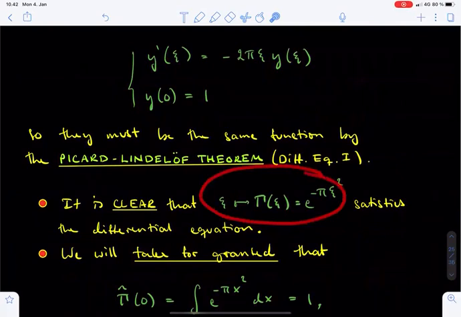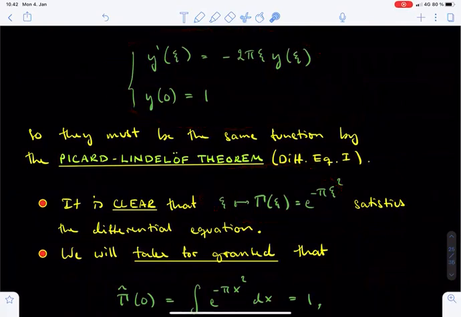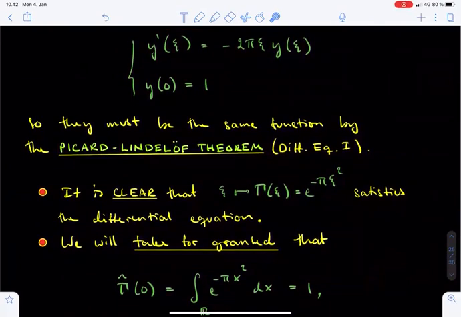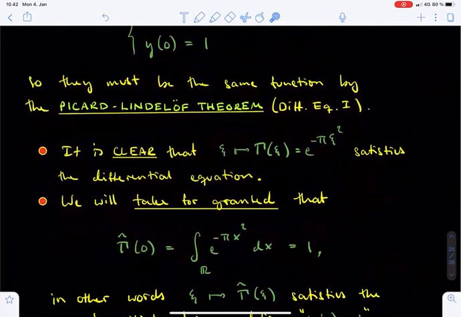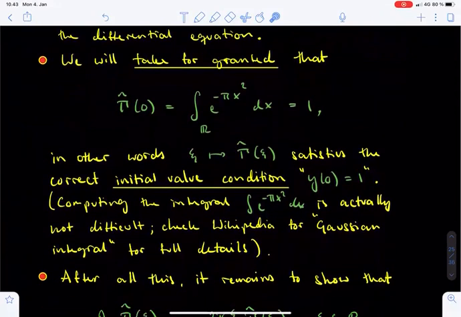Verifying that the Gaussian e to the power minus pi xi squared itself satisfies this differential equation is trivial. Moreover, we will take for granted here that the Fourier transform of the Gaussian satisfies the correct initial value condition. In other words, the Fourier transform of gamma evaluated at 0, which equals the integral of e to the power minus pi times x squared dx, equals 1. If you have never seen this calculation, then you may wish to check out the Wikipedia article with the title Gaussian integral, which contains all the details.